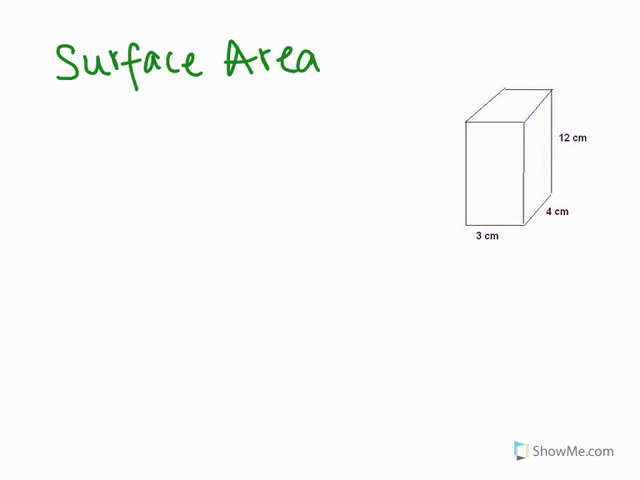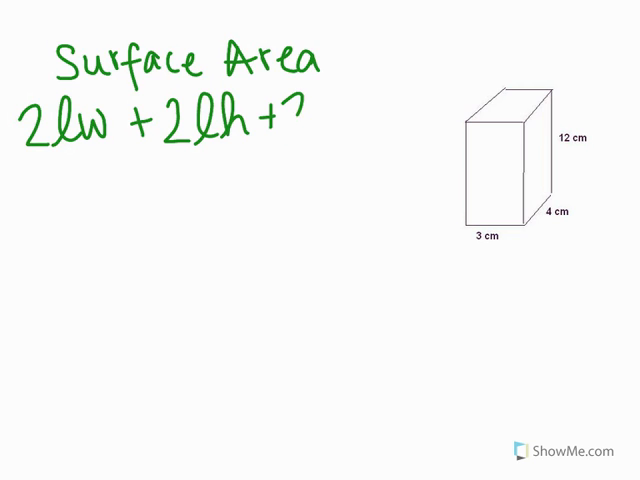In class we discussed surface area, which is the sum of the areas of all of the faces, and we talked about rectangular prisms or boxes. And so there's this really long formula that goes along with surface area, and it's 2 times length times width plus 2 times length times height plus 2 times width times height.